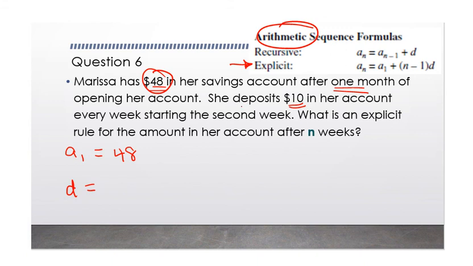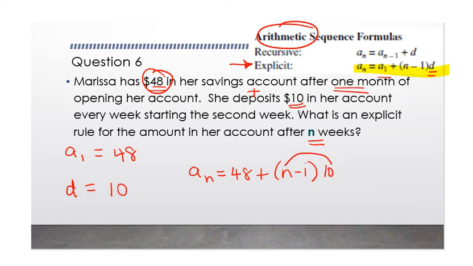This tells me that she's depositing, that's an addition. We're depositing $10 into her account every week, starting the second week. So we want the explicit rule for the amount in her account after n weeks. So I'm just going to simply use the explicit rule and fill in the pieces. So a sub n equals a sub 1. That's my first term, that's the 48. I add n minus 1, that doesn't change, I don't know what n is, but I do have my value of d, that's the 10.